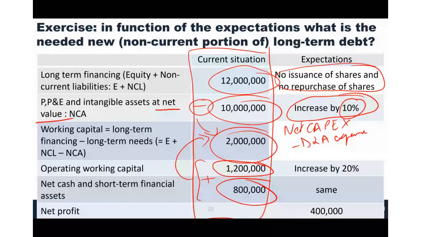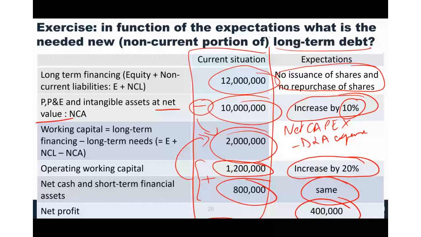Because of the increase of the activity, we expect to increase the operating working capital by 20%. We want to keep the same net cash and short-term financial assets, and we expect a net profit of 400,000. Can you tell me what is the long-term debt, the non-current portion of the long-term debt, we need in order to respect all these constraints?